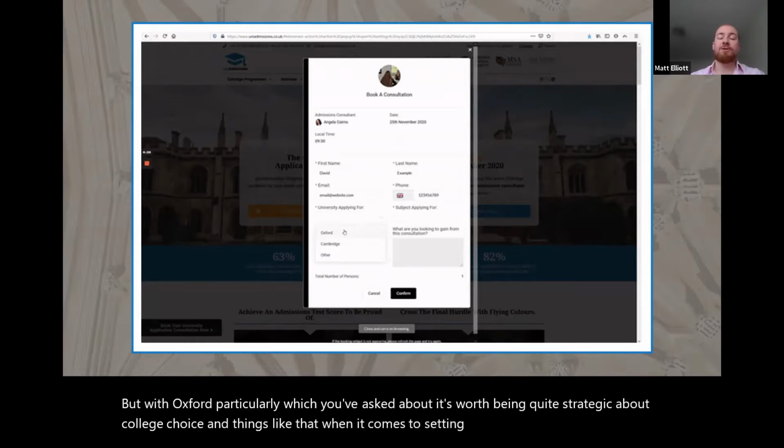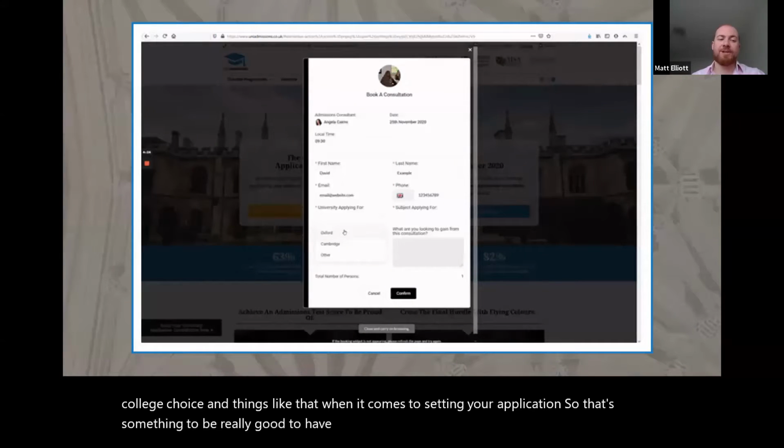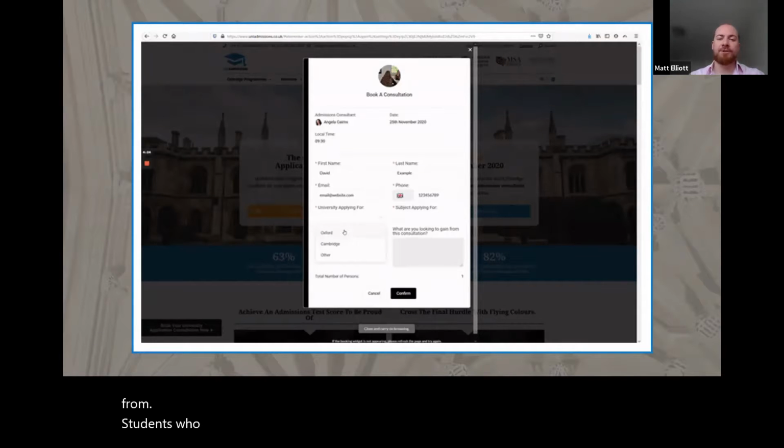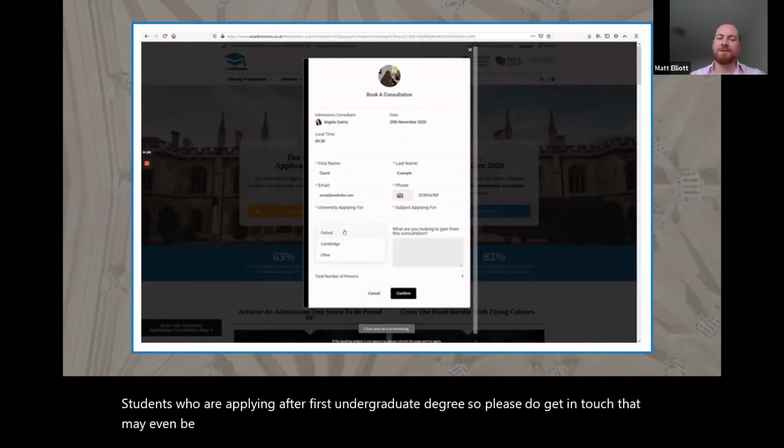So that's something that would be really good to have a conversation with you about directly, actually, because we have some really interesting findings around open applications and colleges, particularly from students who are applying after a first undergraduate degree. So please do get in touch. That may even be a call I can pick up if someone needs me to, Edward.